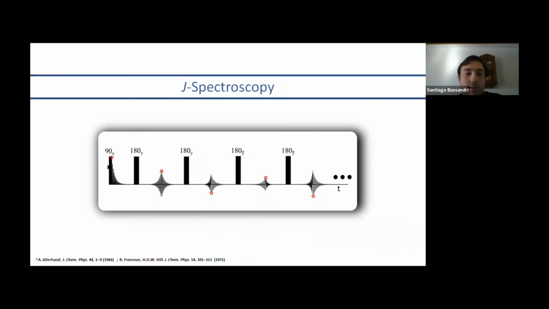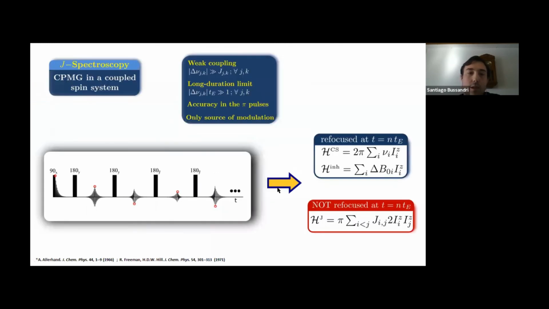J spectroscopy is a technique released in the early 70s where you apply a train of refocusing pulses and only the top of the echo is acquired. In a weakly coupled system, by carefully setting the pulse repetition rate, evolution with linear spin operators like the chemical shift or the B0 inhomogeneities will be refocused at this time. But evolution with bilinear operators, like the J coupling Hamiltonian, will not be refocused. So if you collect these points at the top of the echo and you Fourier transform them, you will obtain a J spectrum with information of the J-coupling of the system.